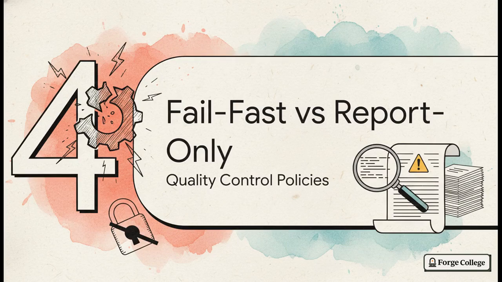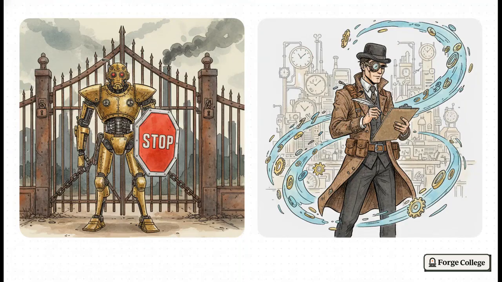Up next is section 4, fail fast versus report only. Let's talk about quality control policies. All right, so our factory is fully wired up, it's scanning code, but now we have to make a really vital decision.